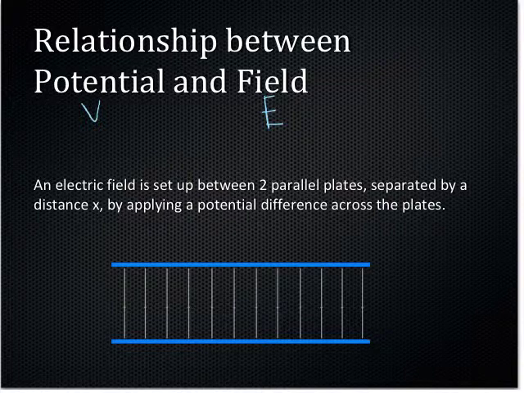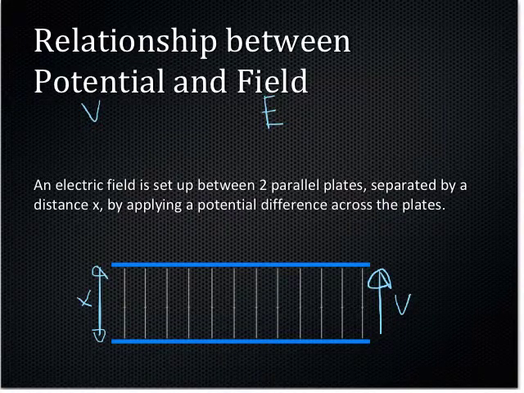Now, if we have a distance x, we have a potential difference. The arrow here always points towards the higher potential, which is on the top, because remember that's positive, that's negative. And now if we're going to do everything with a positive test charge, and we're going to move a positive charge from the negative plate up to the positive plate, we've actually got to do some work on it to get it there.